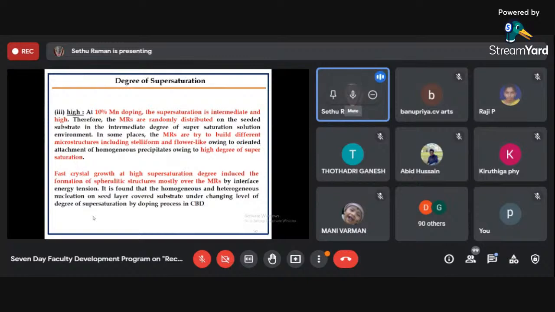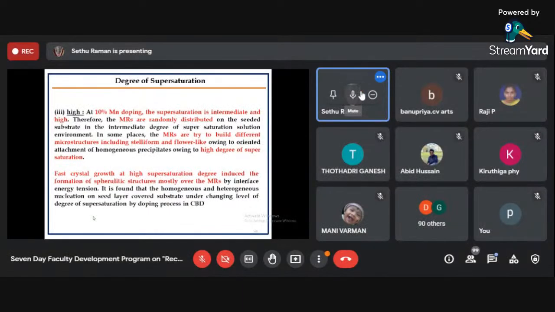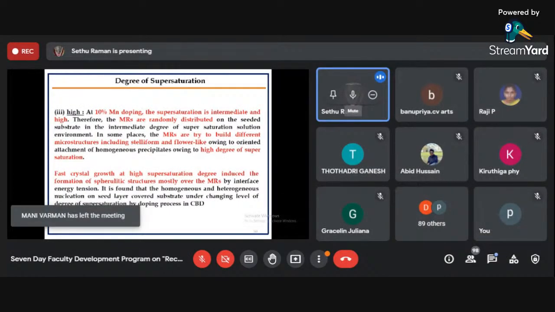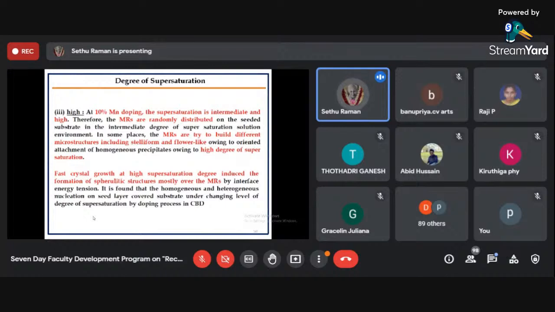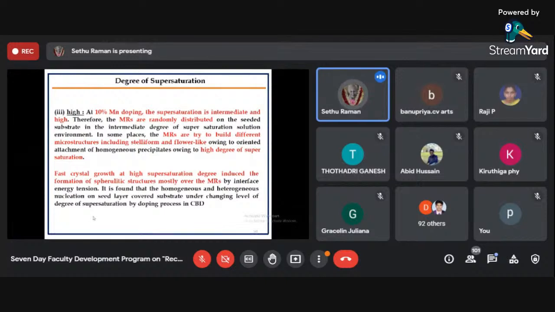So in an intermediate degree of supersaturation solution environment, microrods only randomly grow. In some places, the microrods build different microstructures, including a stelliform flower-like structure owing to the oriented attachment of homogeneous precipitate. This is due to a high degree of supersaturation. Fast crystal growth at high supersaturation degree induces the formation of spherulitic structure mostly over the microrods by interface energy tension. So it is found that homogeneous and heterogeneous nucleation on the seed layer covered substrate occurs under changing levels of supersaturation by the doping process in chemical bath deposition.